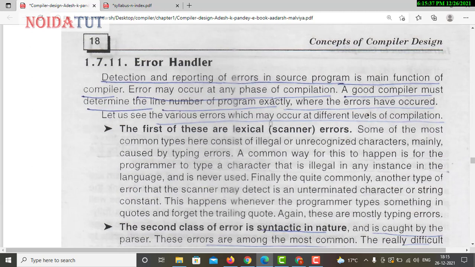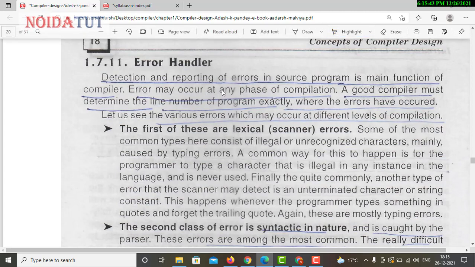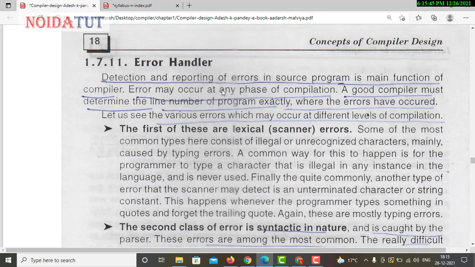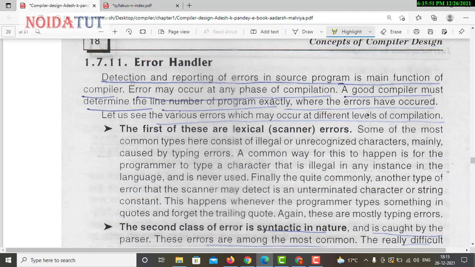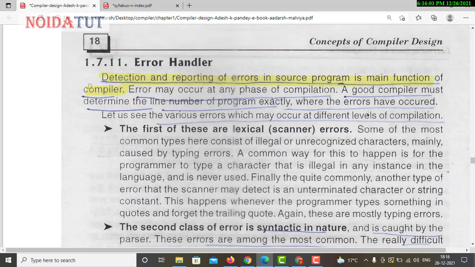Now, the last part of this first chapter is the error handler. The questions from the last chapter are going to be completely theoretical, coming from this. That means what is error handling and how it works. Detection and reporting of errors in a source program is the main function of the compiler. That means the compiler has to identify any type of error in the program. Error may occur at any phase of compilation. A good compiler must determine the exact line number of the program where the errors have occurred.